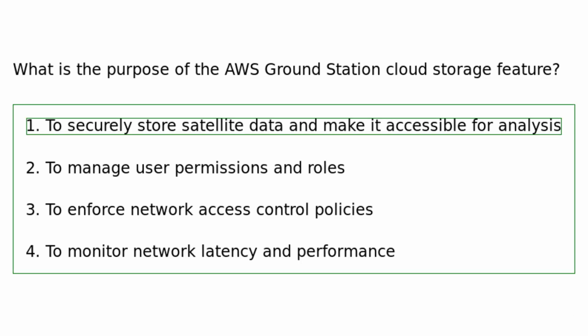The purpose of the AWS Ground Station cloud storage feature is to securely store satellite data and make it accessible for analysis, ensuring that satellite data can be stored and processed efficiently in the cloud.